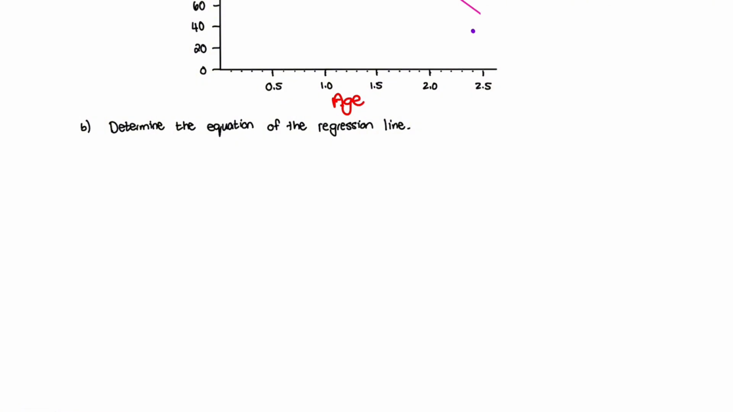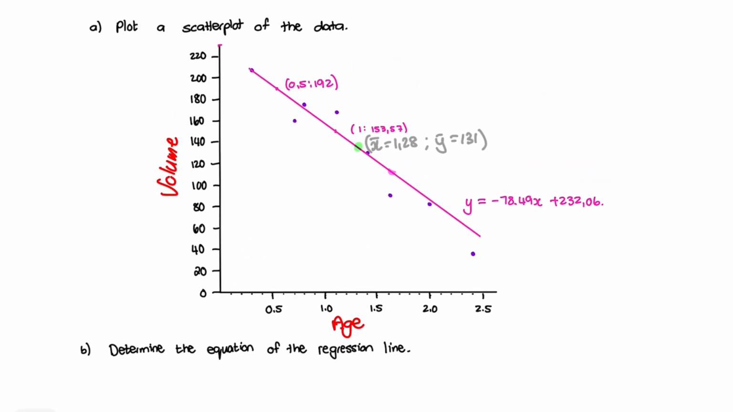The second question reads, determine the equation of the regression line. So here on the sketch, I have drawn in a line, and the regression line is this line. So we want to find this equation first.